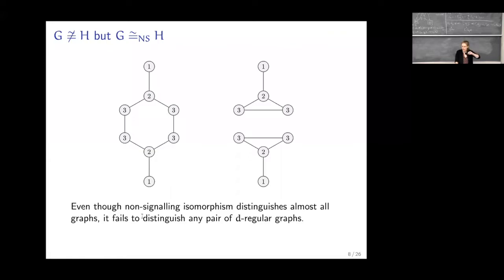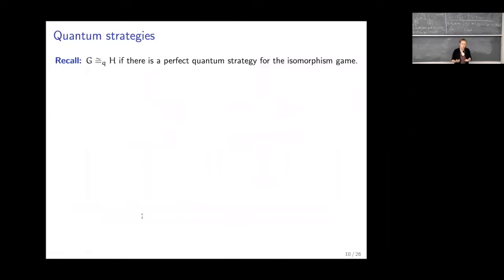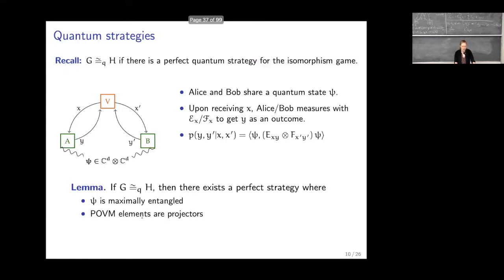So we can go back now to this quantum isomorphism and see what we can say about it. So this was defined as the existence of a winning quantum strategy. And this was what the strategy is. What we can show is, because of the structure of the game, that we can simplify the strategy slightly. We can say that if there is a winning strategy for this isomorphism game, then we can always use a maximally entangled state, and we can assume that these positive semidefinite operators, these e's and f's, are in fact projectors.